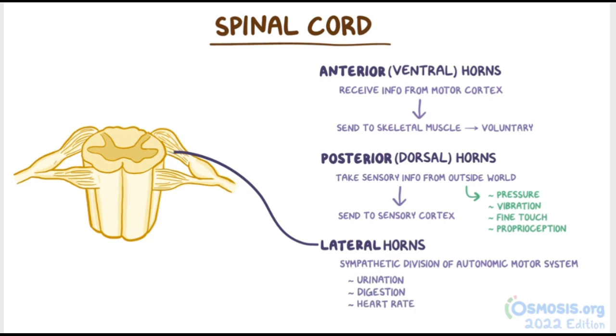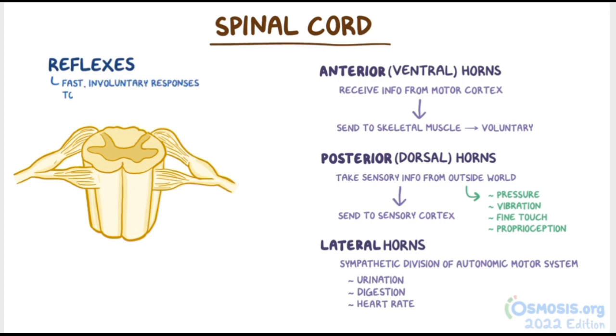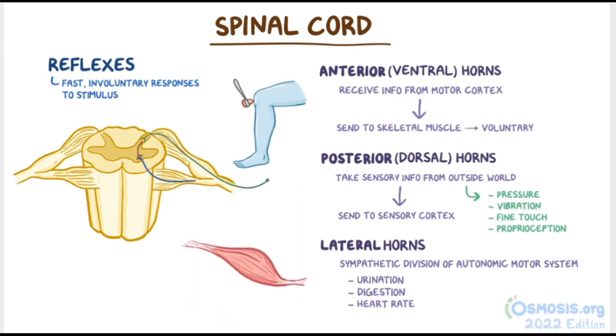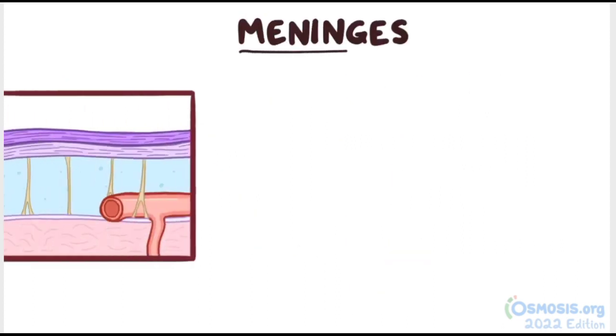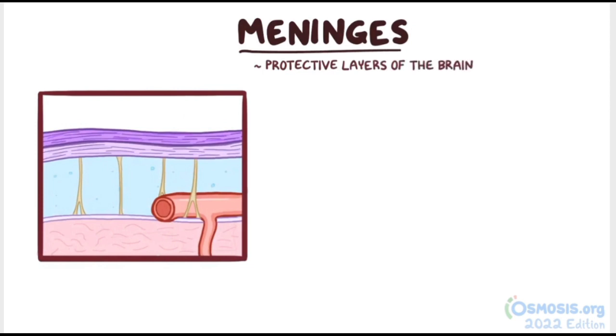The spinal cord is responsible for coordinating reflexes, which are fast, involuntary responses to a stimulus, like getting banged on the knee with a hammer. The reason that's possible is that some sensory neurons synapse in the spinal cord instead of going up to the brain, and shorter distances means faster signals. Now, zooming in, the brain and spinal cord are covered by the meninges, which are three protective layers of the brain.